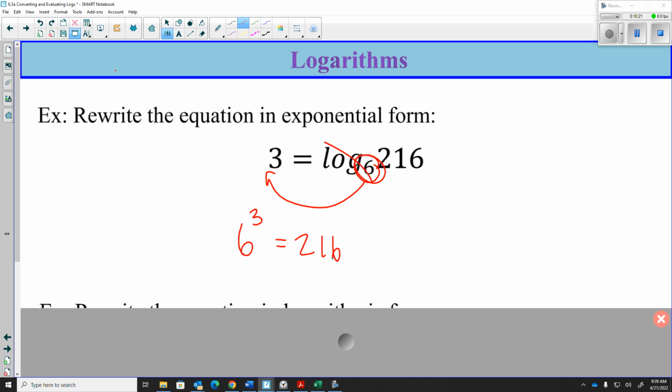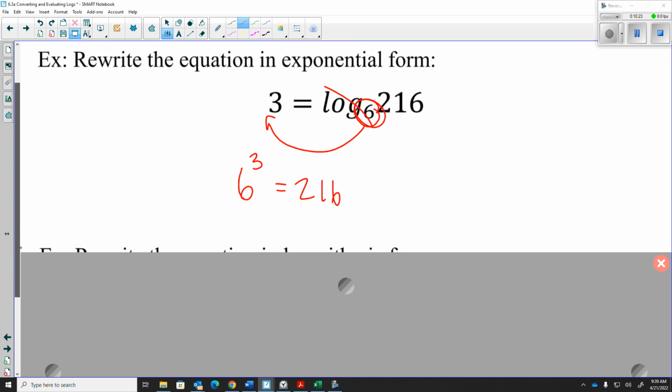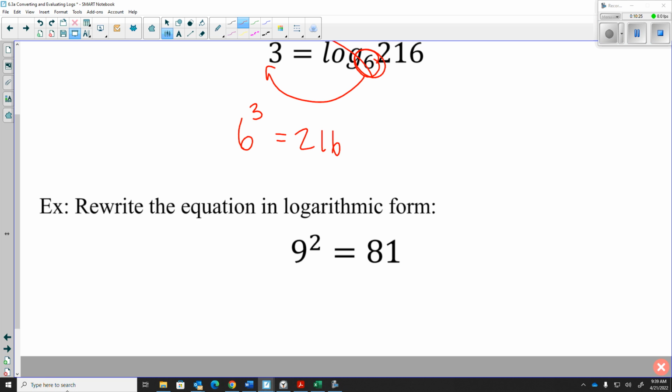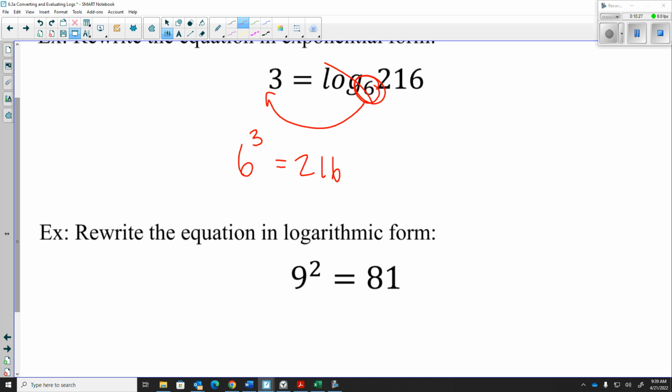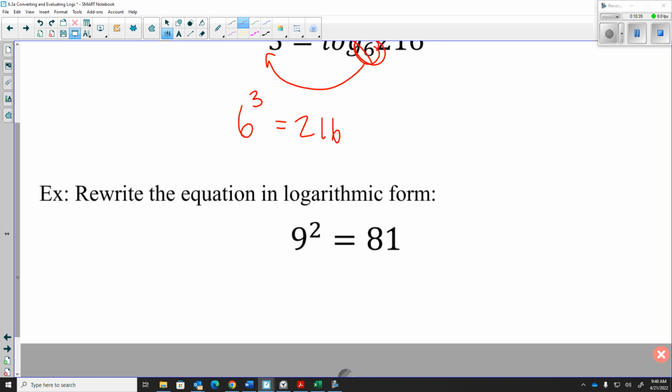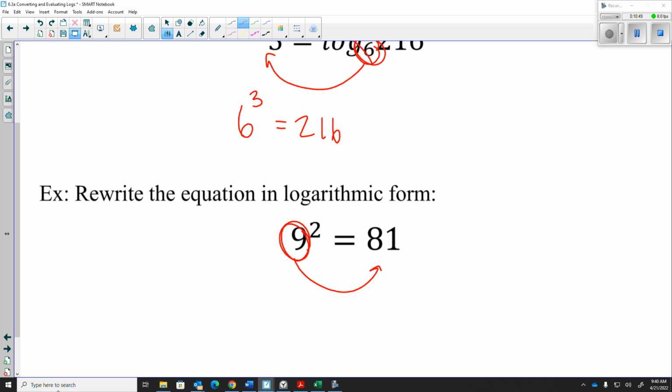Let's do one more. We'll go the other way. This one was going from log to exponent. Now this one gives me an exponent and tells me to turn it into a log. Same thing. All you got to do is move the base over to the other side. So what's the base? 9. 9 is the base of this exponential. So I take the base, I move it over to the other side, and it's going to turn into a log, right?